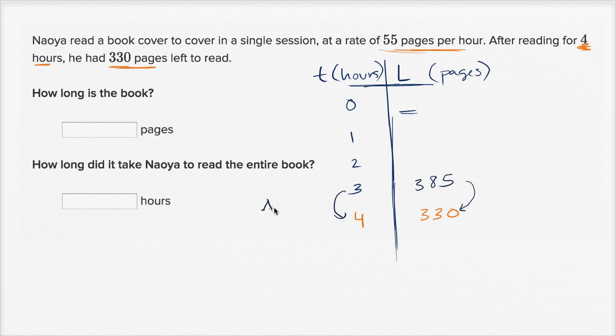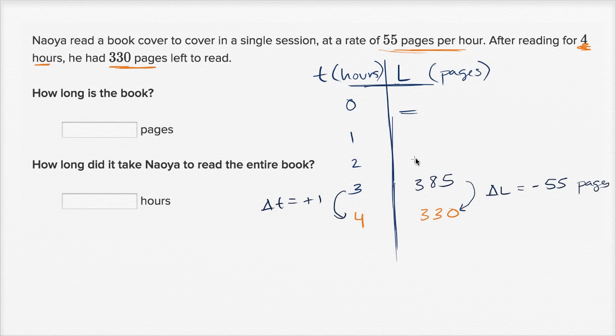So when our change in time, this triangle is just the Greek letter delta, meaning change in, is plus 1 hour, our change in pages left to read is going to be equal to negative 55 pages. And that makes sense. The pages left to read goes down every hour. We're not measuring how much he's read, we're measuring how much he has left to read. So that should go down by 55 pages every hour. Or if we were to go backwards through time, it should go up.